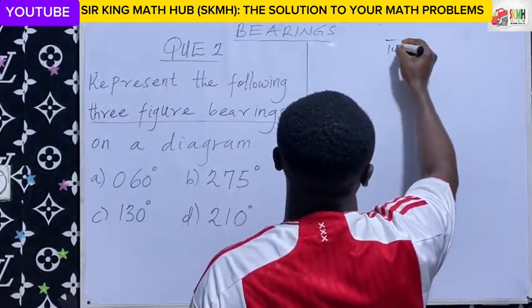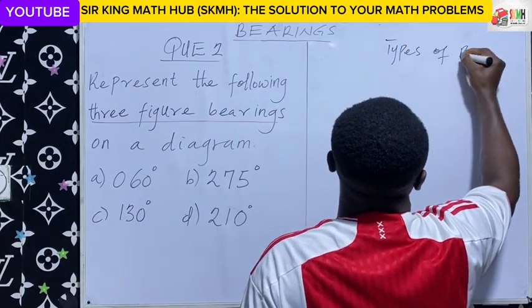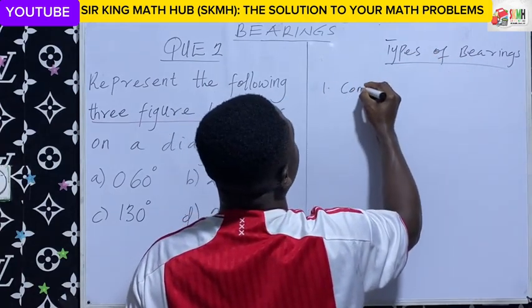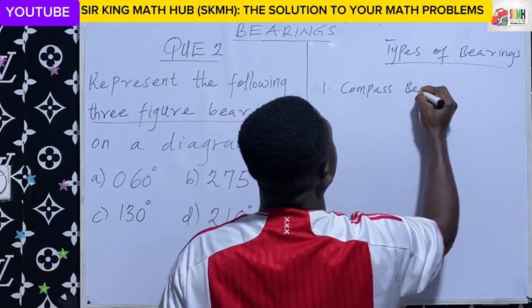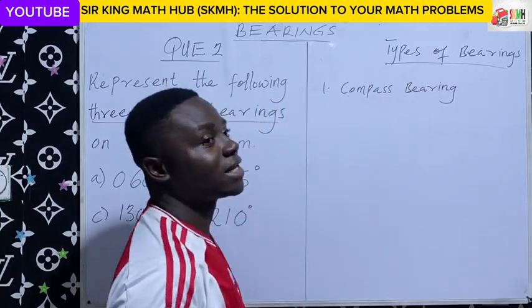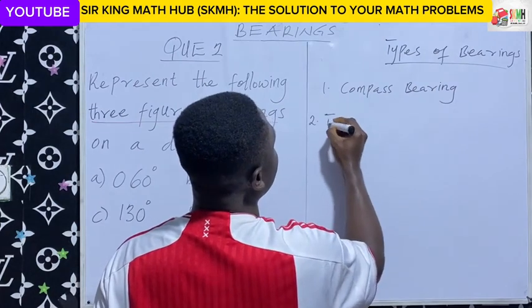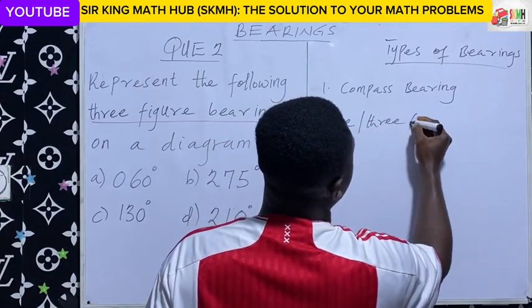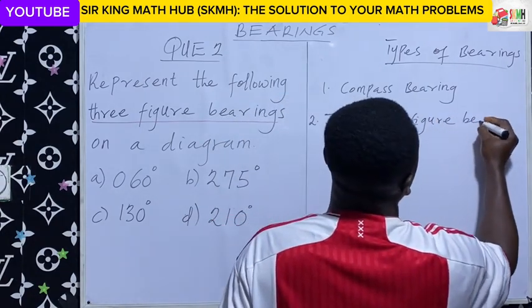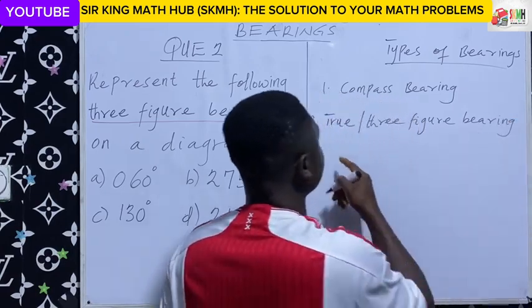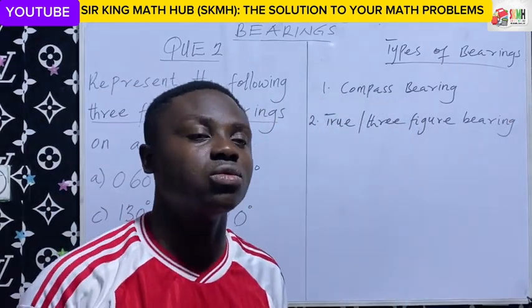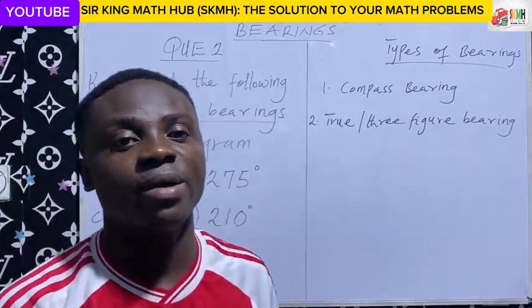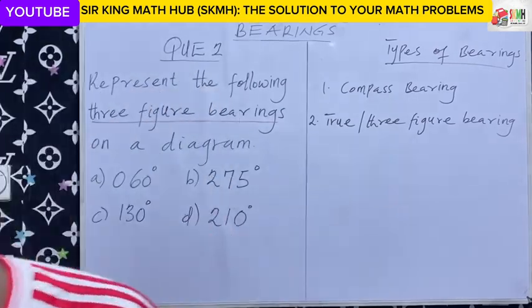First of all, we have already looked at the compass bearing. We said that the second type is called the true or 3 figure bearing. So this is what we are going to look at. You can choose to call it true bearing or the 3 figure bearing. So what then is this type of bearing?